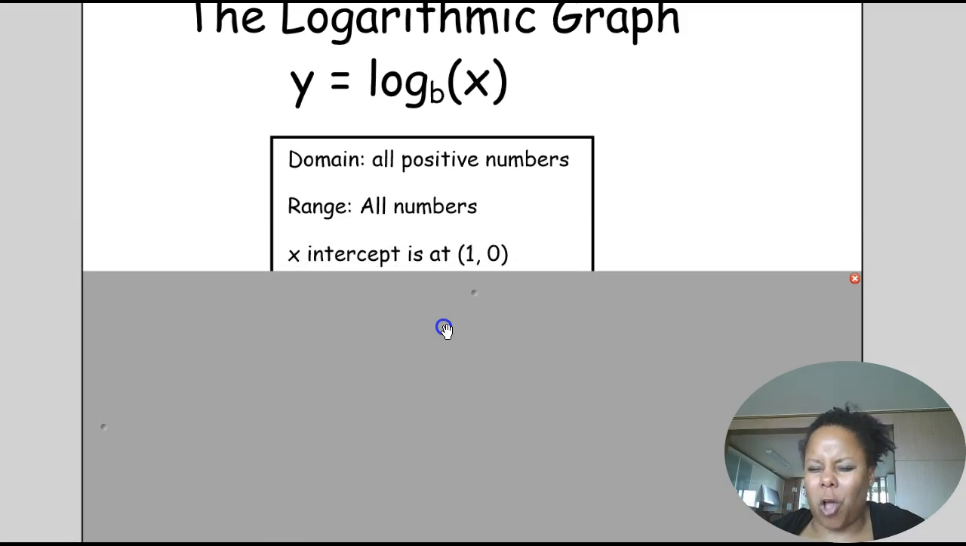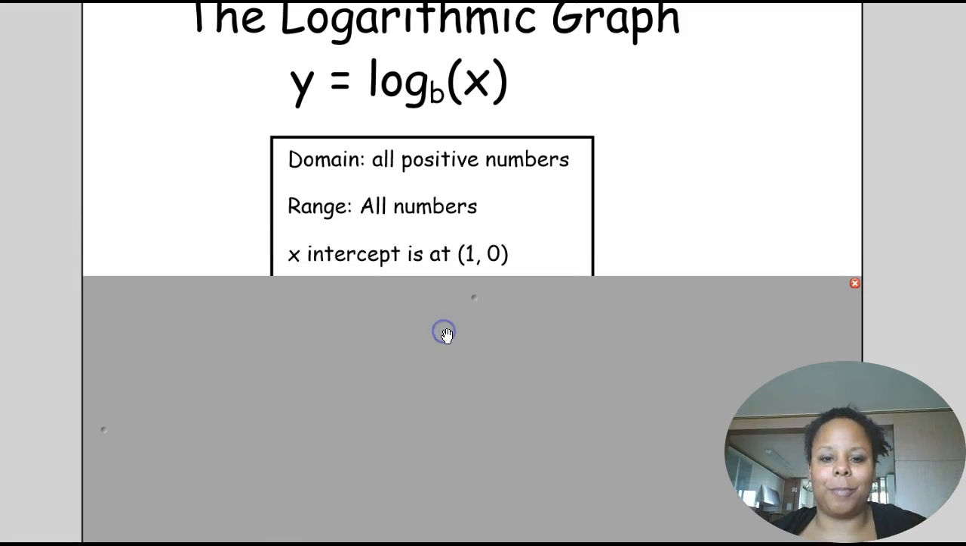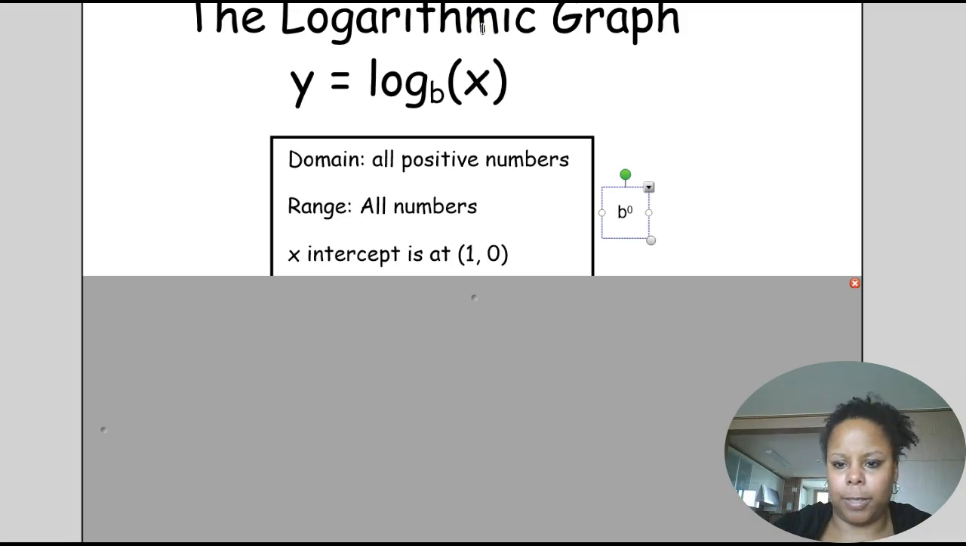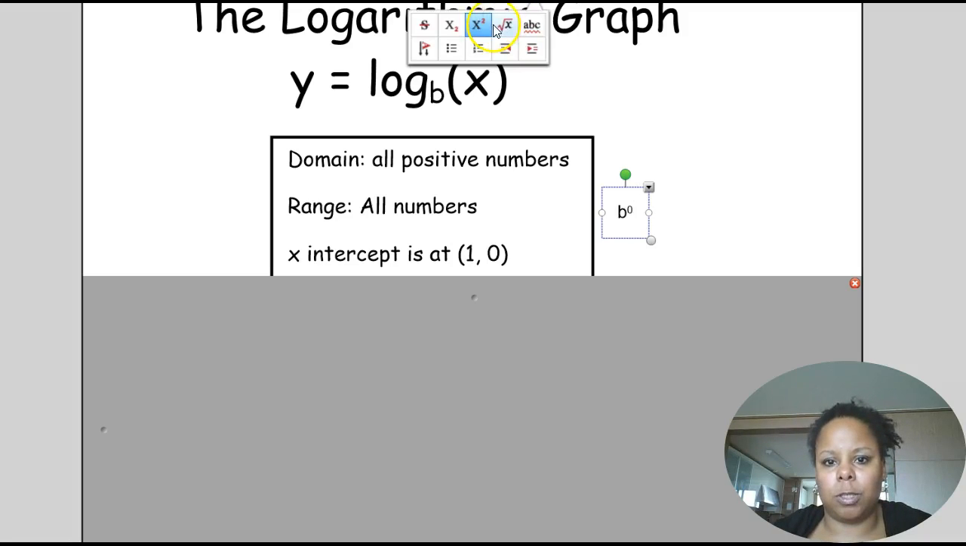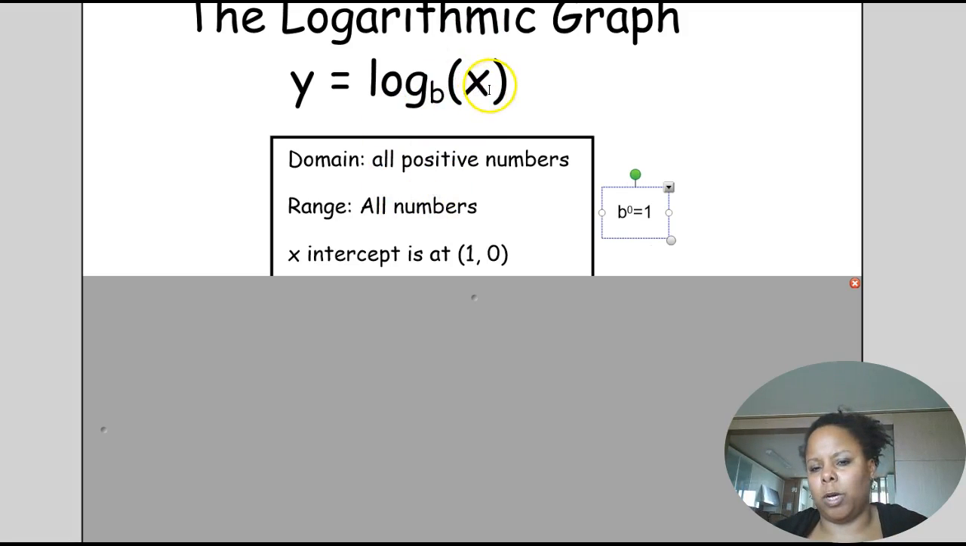Another important thing that you should always remember about logarithmic functions is they have an x-intercept at (1, 0). Whenever I plug in 1 here, I'm always going to get out 0, no matter what B is. The reason is the exponential function: if you remember, B raised to the power of 0 is always equal to 1. So as a result, when I input 1 for x, I'm always going to get out 0.